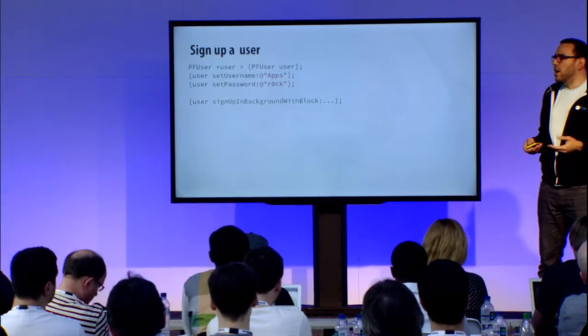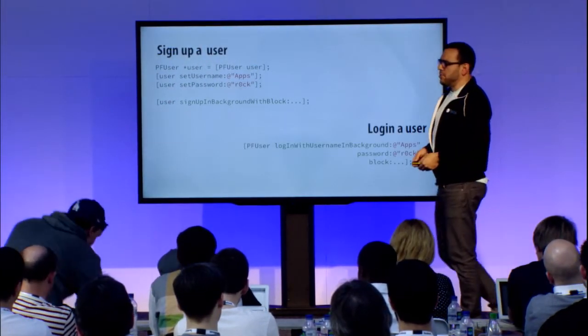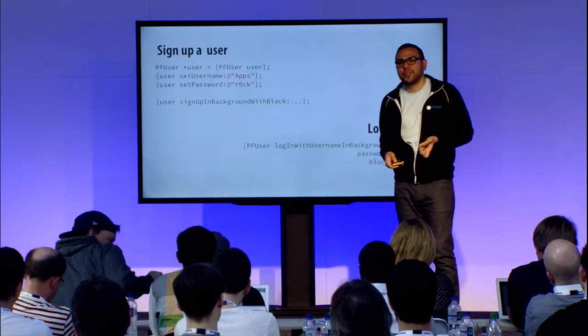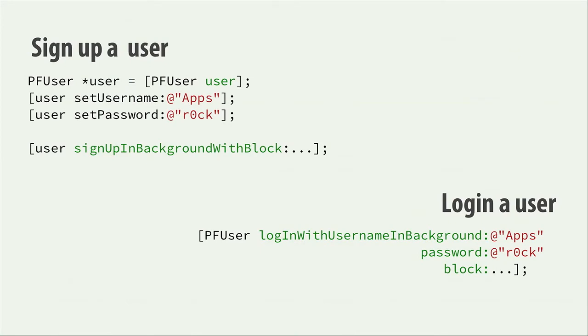In addition to signing up a user, you need to be able to log in as that user, given a username and a password. Parse will also make sure that that username and password, of course, are a good match for a user. So in that block, you'll get the user session back. Once the user has logged into your app, you need a way of knowing which user is using your app. The way you get that is through the currentUser method on PFUser.